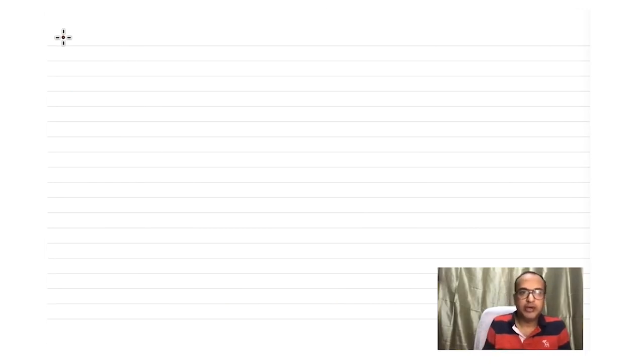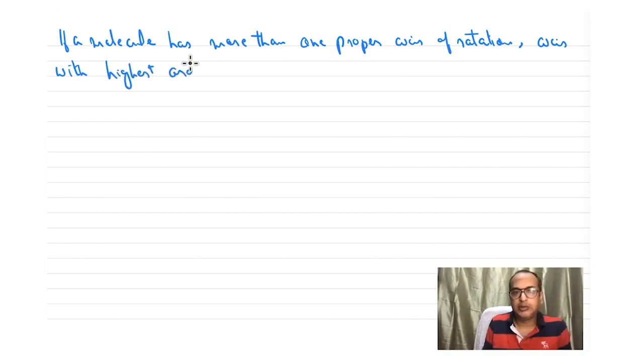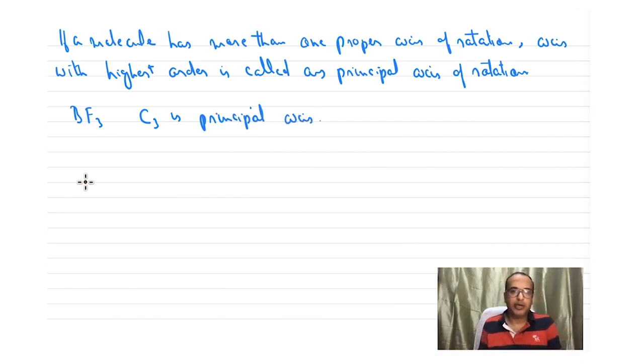Now if a molecule has more than one proper axis of rotation, the axis with highest order is called the principal axis, principal axis of rotation. So in case of BF3, C3 is the principal axis. Okay. So let's see more examples.